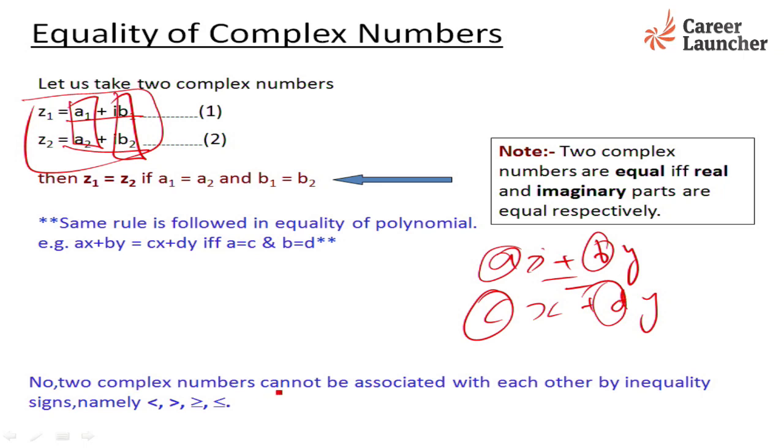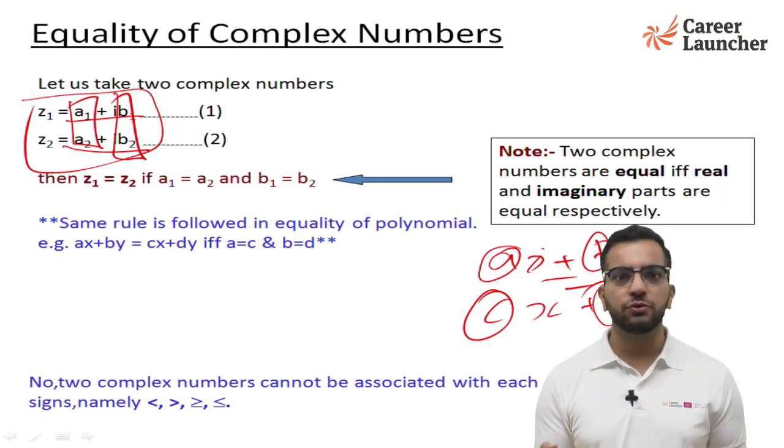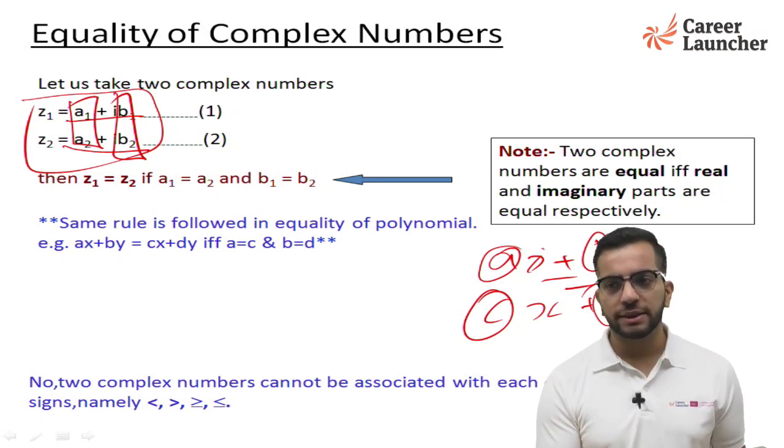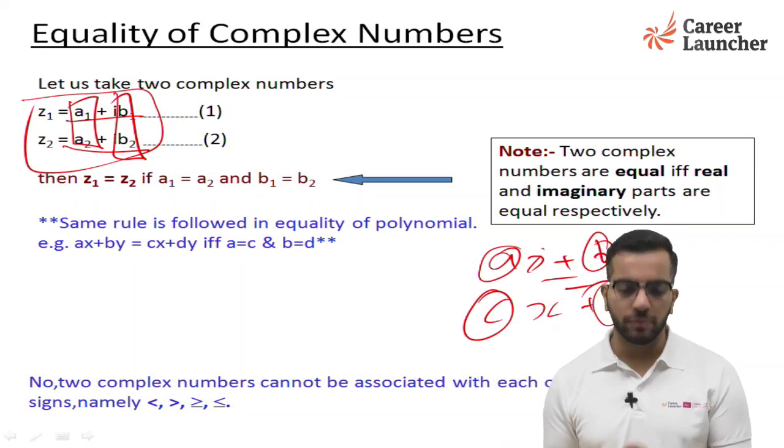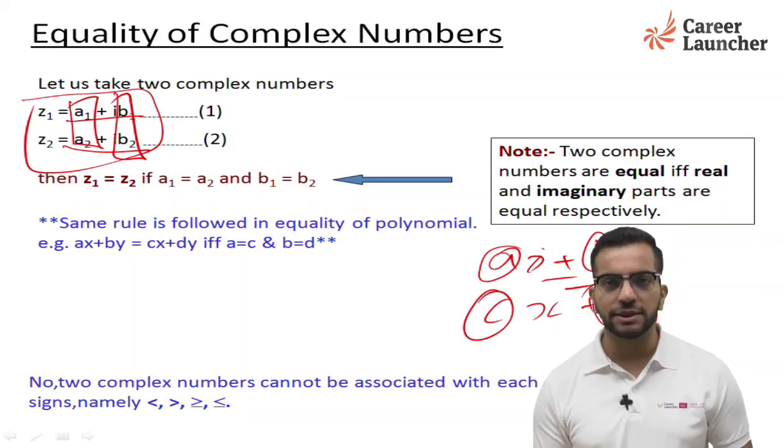So two complex numbers cannot be related to each other by inequality signs. Means you cannot compare two complex numbers, or inequality signs are not applicable to complex numbers. You cannot say that one complex number is greater than or less than the second complex number.